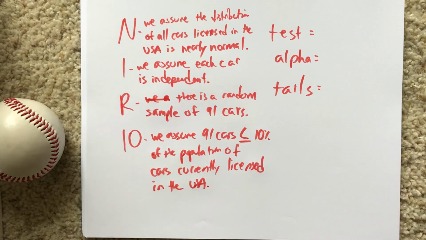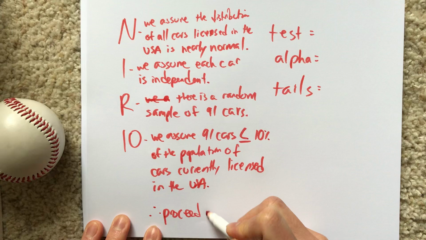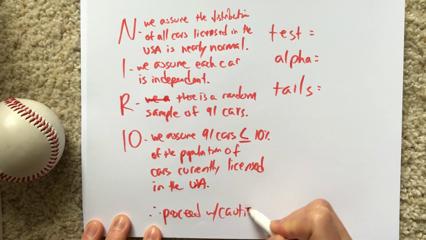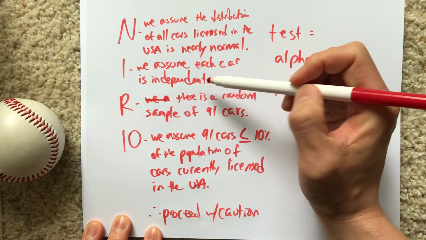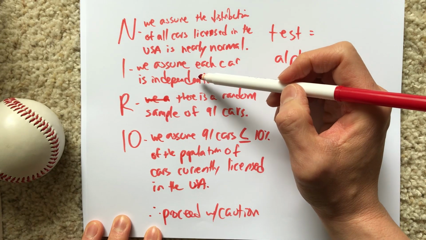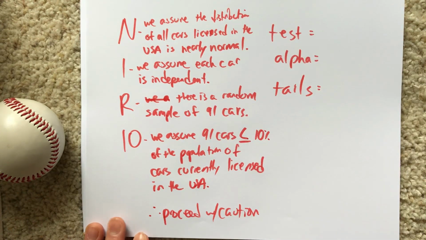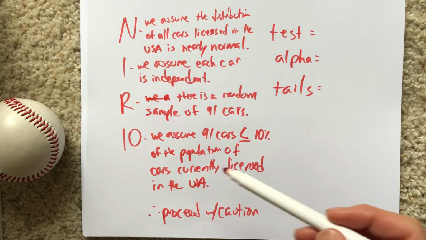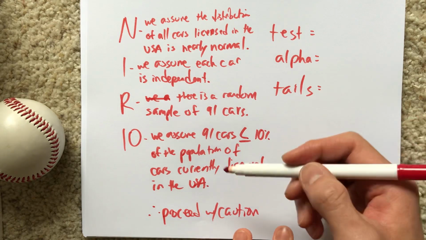Okay, so here we go to the conclusion now. Oh, we gotta make sure we tell people we're gonna proceed with caution, for several reasons, right? We don't know what the distribution looks like. We don't know if the cars are independent. We don't know if there are actually more than 910 cars in the US. Most likely, there are more than 910 cars currently licensed in the USA, but we're just gonna assume that.